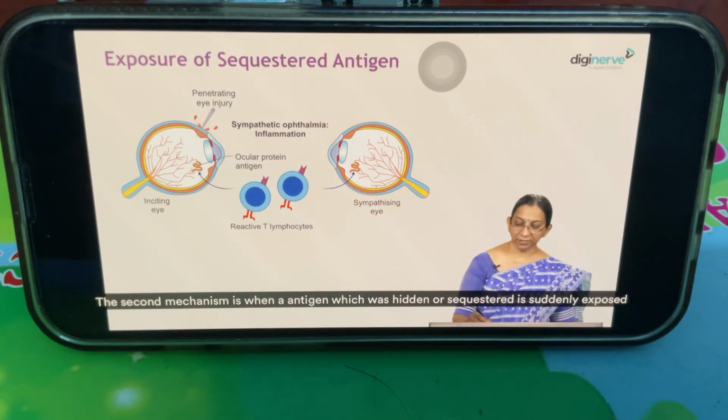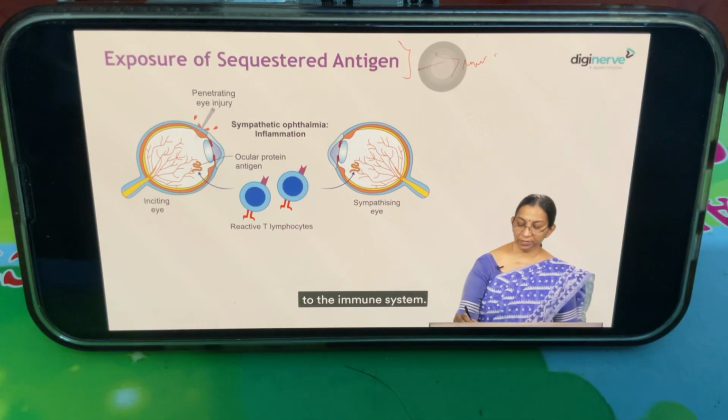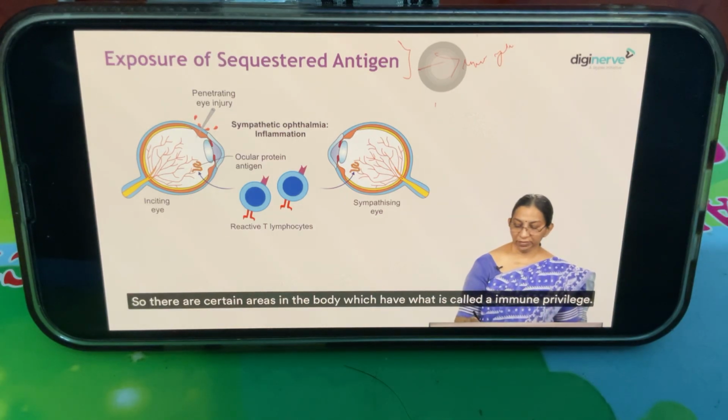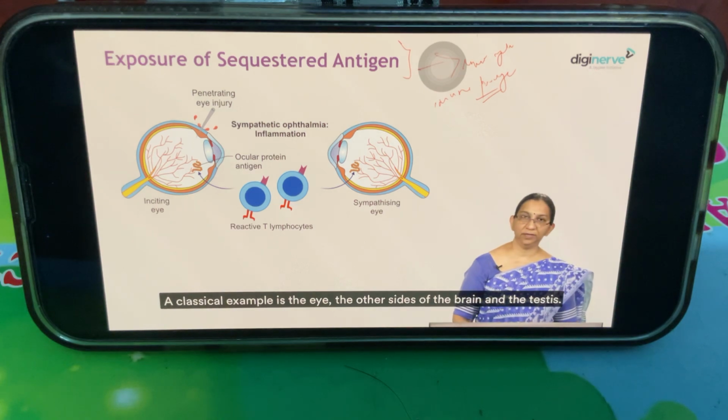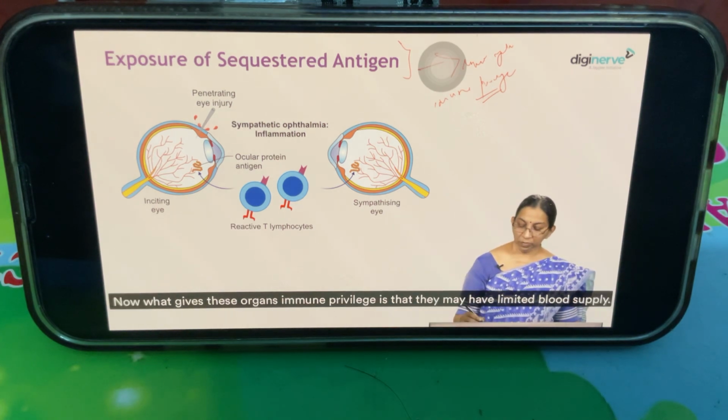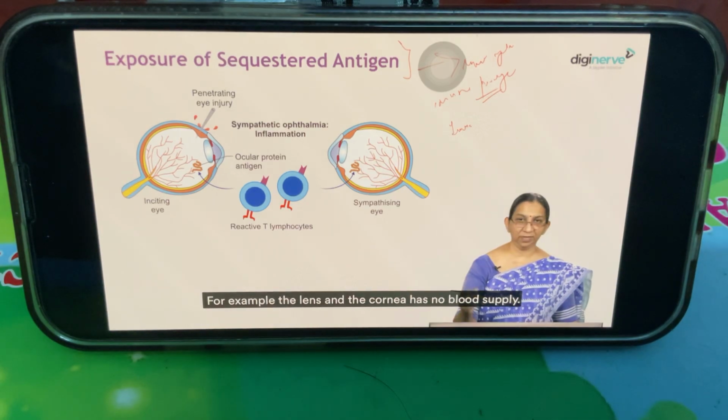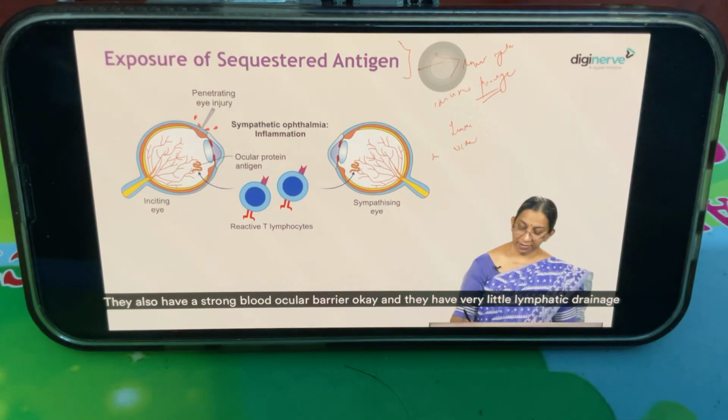The second mechanism is when an antigen which was hidden or sequestered is suddenly exposed to the immune system. There are certain areas in the body which have what is called an immune privilege. A classical example is the eye, the other sites are the brain and the testes. Now, what gives these organs immune privilege is that they may have limited blood supply. For example, the lens and the cornea have no blood supply. They also have a strong blood ocular barrier.